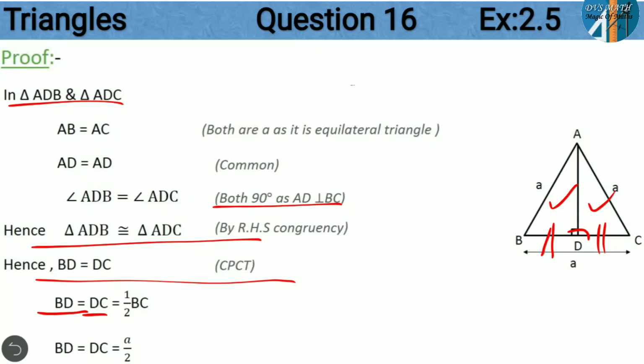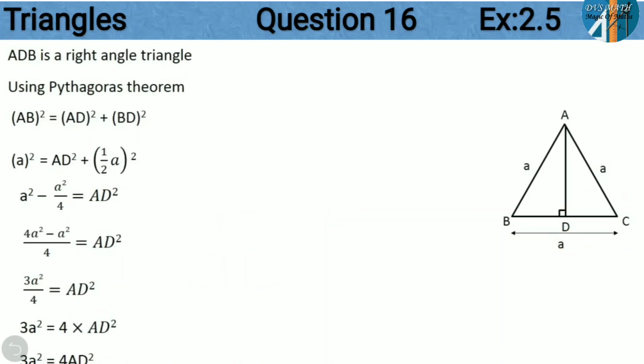If we consider half of BC, it is a by 2. BC is nothing but the whole side, which is a. So consider it as a by 2. Then for any one of the triangles, it is very simple. Either you take ADB or ADC. Here I took ADB. You can take ADC also.